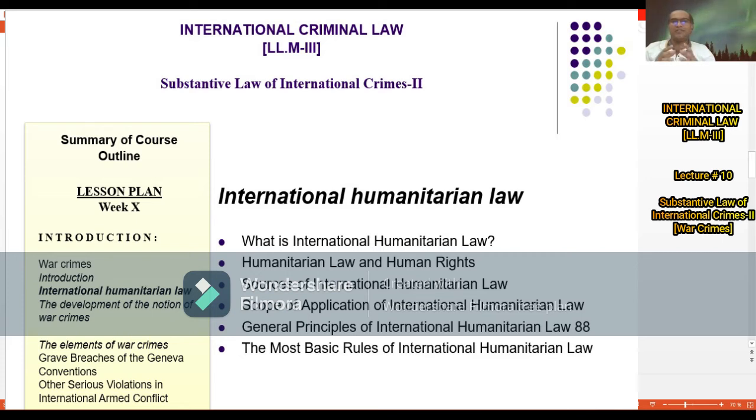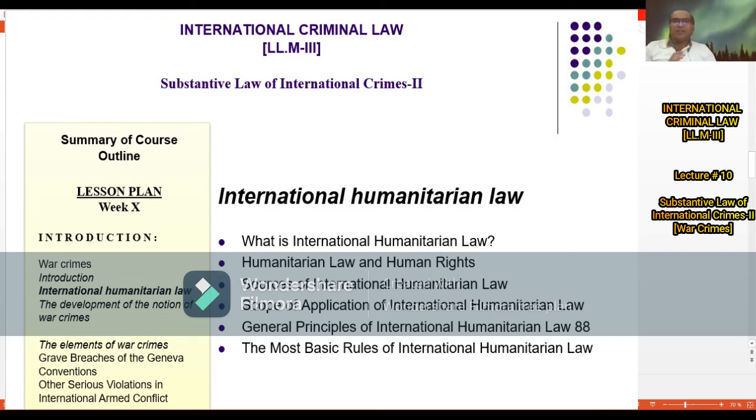Amelioration of the condition of the wounded and sick in armed forces in the field, Geneva Convention number one. Amelioration of the condition of the wounded, sick, and shipwrecked members of the armed forces at sea, Geneva Convention number two. Treatment of prisoners of war, Geneva Convention number three. Protection of civilian persons in time of war, Geneva Convention number four. The Geneva Conventions were further updated by two protocols in 1977, which strengthened the protection of the victims of International Armed Conflicts, Additional Protocol number 1, and Non-International Armed Conflicts, Additional Protocol number 2.